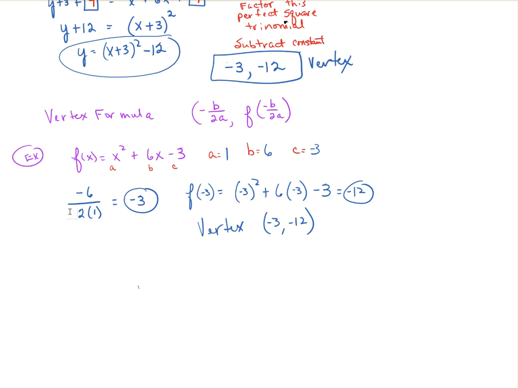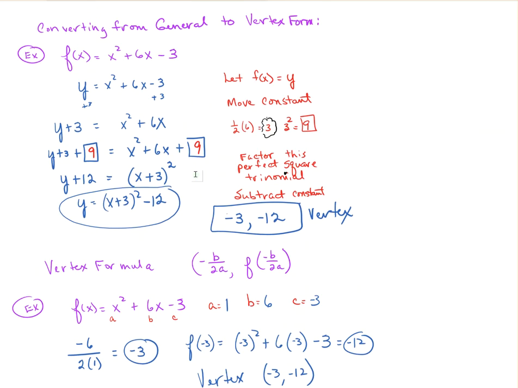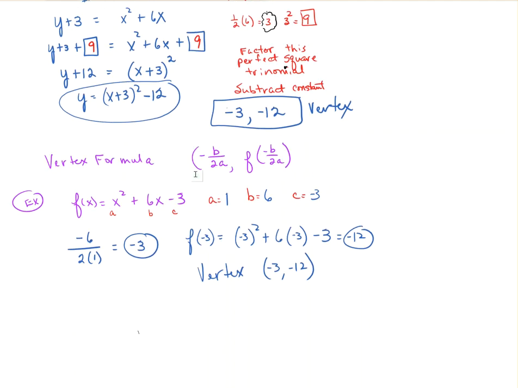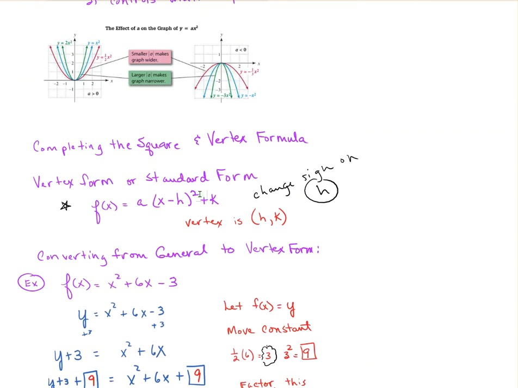So for the x part, it's negative b, so negative 6 over 2 times a, which is 1. That gives me negative 3. We're going to find f of negative 3, meaning we're going to plug that into our equation here. So we have negative 3 squared plus 6 times negative 3 and a minus 3. That ends up being negative 12. We got the same vertex as we did doing all of that work. So those are two methods to find the vertex for a quadratic, whether you're in the general form or the vertex form. And I think that's what we need to go to our problems.